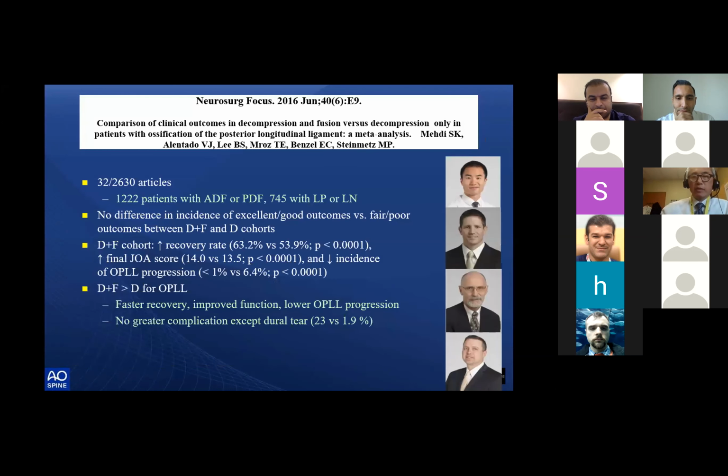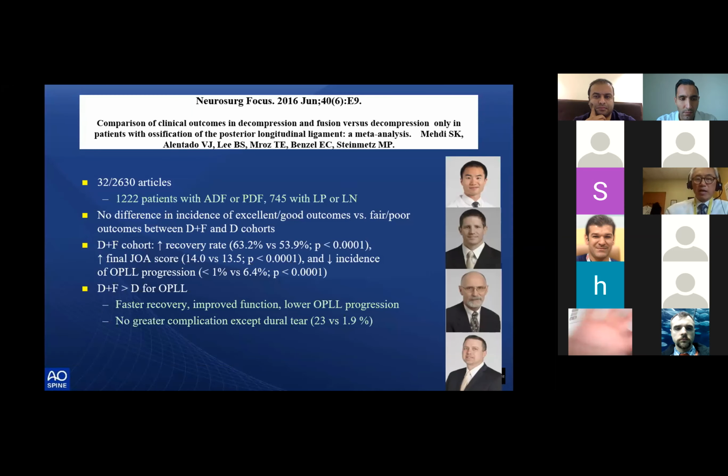Here's a key article from Neurosurgery Focus from the guys I used to work with. They basically said there's no difference in the incidence of excellent to good versus fair to poor outcomes between decompression and fusion versus laminoplasty versus laminectomy in these patients. However, the recovery rate was higher with decompression with fusion. The JOA score was a little bit higher, and the incidence of OPLL progression was much less.